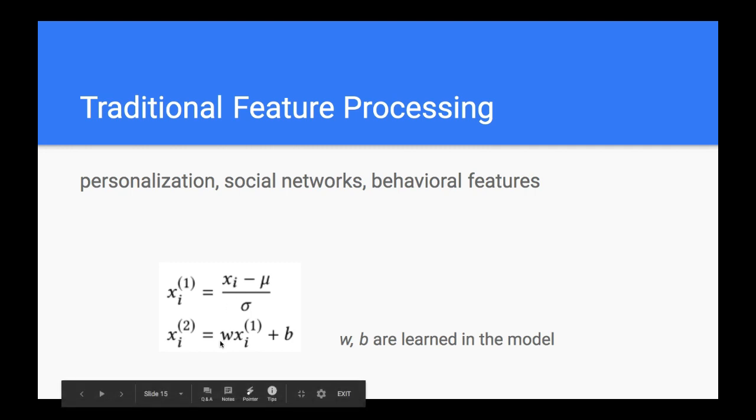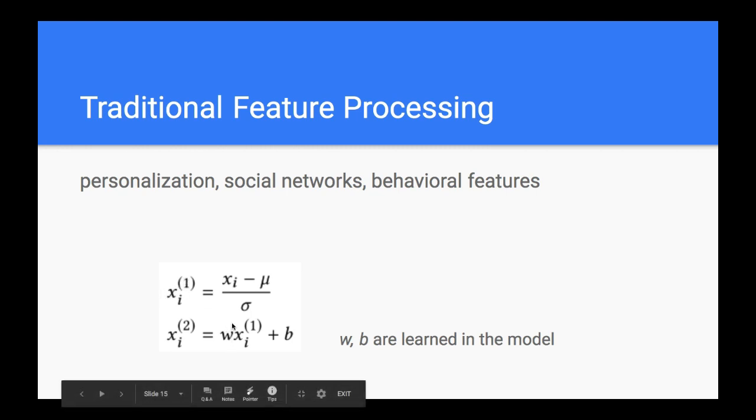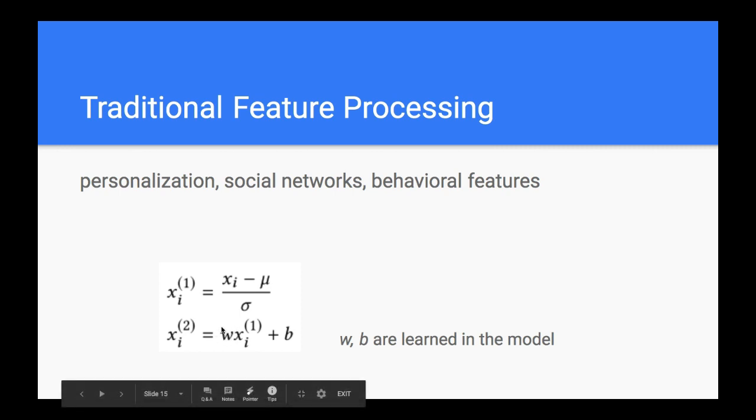They also put in another feed-forward neural network. Basically, your input is the normalized traditional feature, and you have one feed-forward neural network. You have the matrix W and the bias term B. These two parameters are learned. And you have the processed feature, which is more effective.